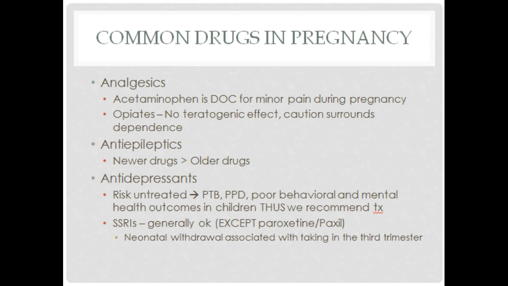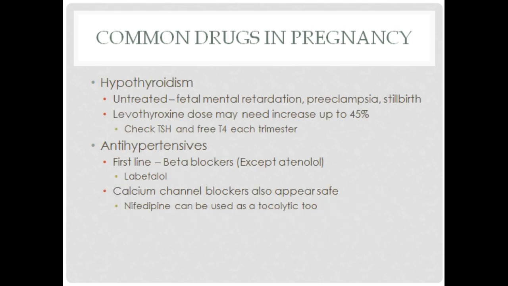And really the only one that we're definitely wanting to avoid is Paxil. Paxil is associated with an increased risk in cardiac anomalies. It's 1.5 to 2 times the risk. So with the exception of Paxil, you can generally go to an SSRI. And again, look it up before you prescribe it.